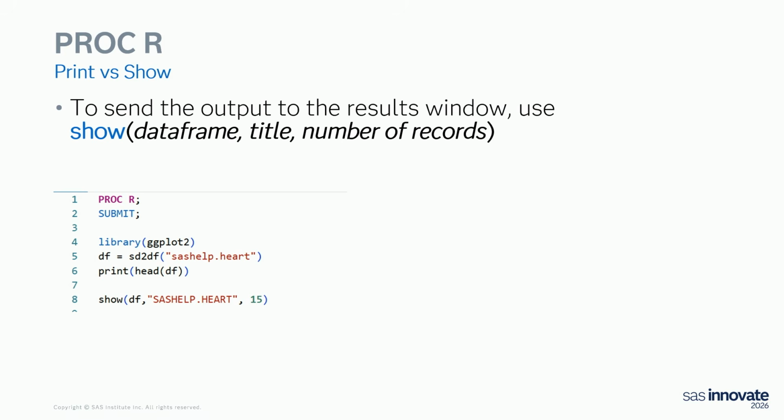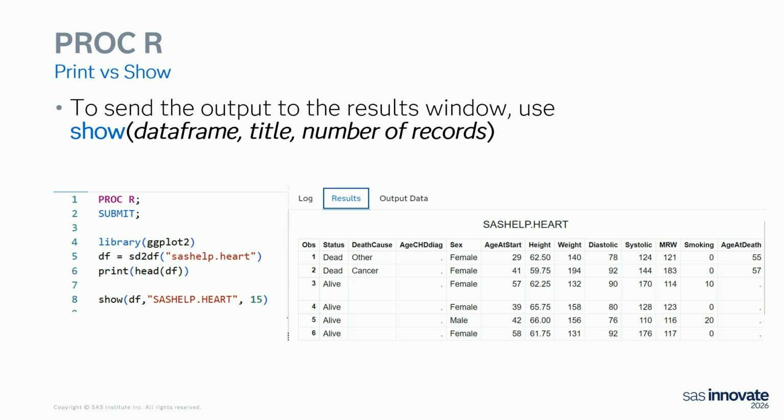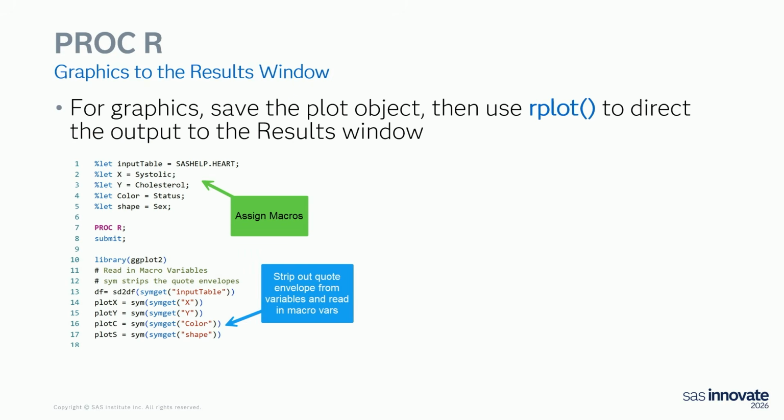That's going to say, show me the data frame, put sashelp.heart as the title, and then just show me the first 15 records. So when I run that, that's going to show up in my results window. Okay? Print prints to the log, show shows in the results window. So those are fun. But here's the best one.